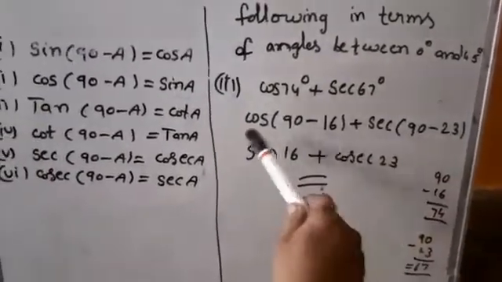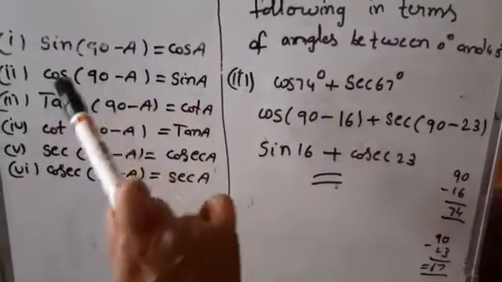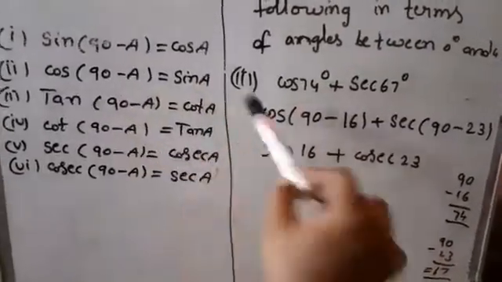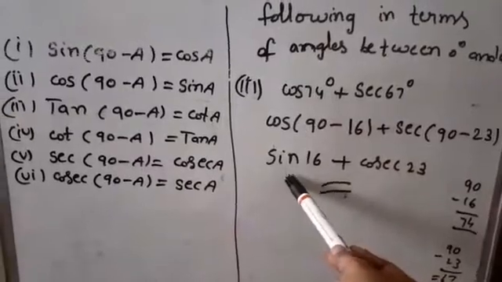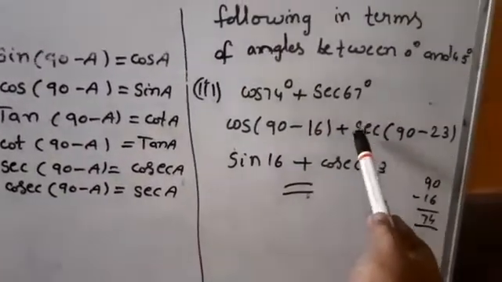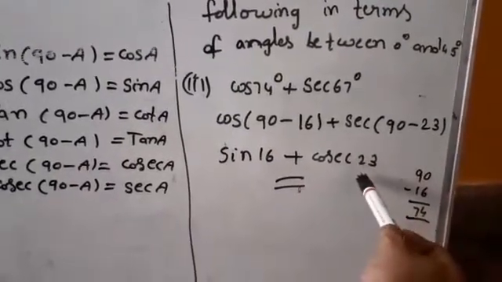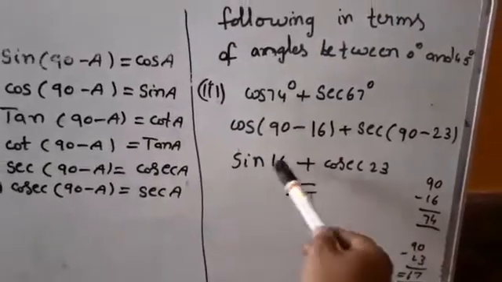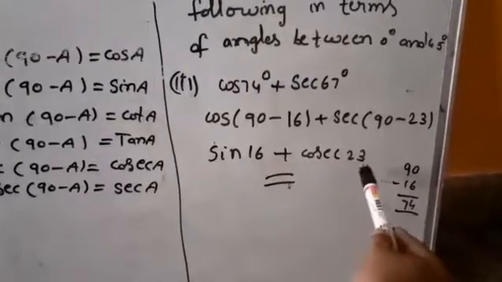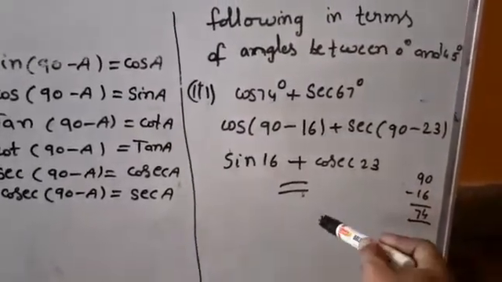Next, cos of 90 minus 16: cos of 90 minus A means sine, so cos will become sine. Similarly, sine will become cos. So 90 minus 16 means 16 degrees, so sin 16, plus next, secant will become cosecant, and the angle here is 23, so cosecant 23 degrees. So the answer now is sin 16 plus cosecant 23 degrees. Here 16 degrees and 23 degrees are between 0 and 45 degrees. So this is the answer.